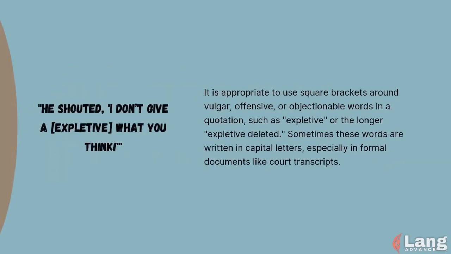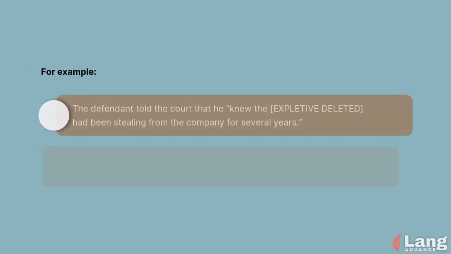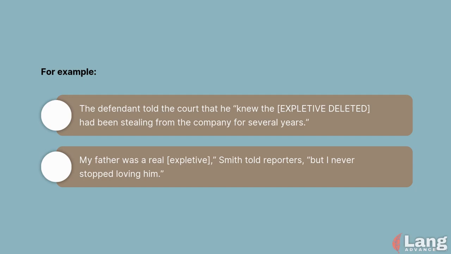It is appropriate to use square brackets around vulgar, offensive, or objectionable words in a quotation, such as [expletive] or the longer [expletive deleted]. Sometimes these words are written in capital letters, especially in formal documents like court transcripts. For example, the defendant told the court that he knew the [expletive deleted] had been stealing from the company for several years. "My father was a real [expletive]," Smith told reporters, "but I never stopped loving him."